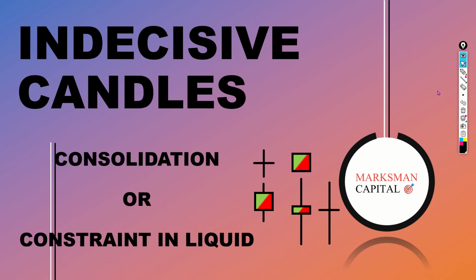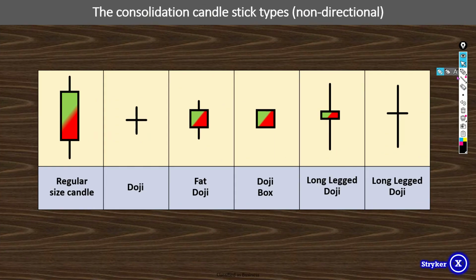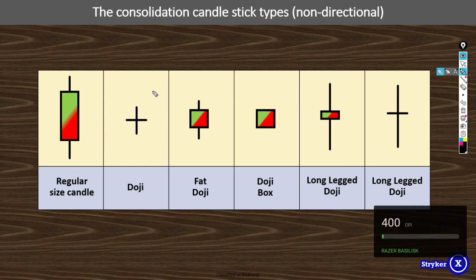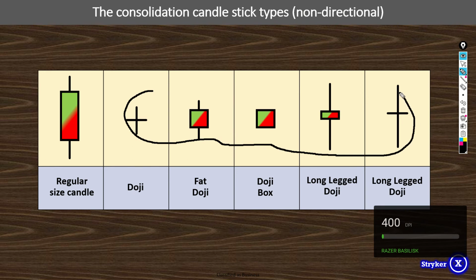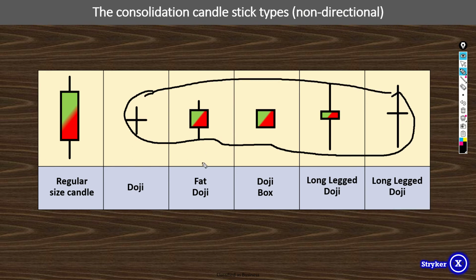Now let's talk about indecisive candles. They are also known as non-directional candles, or most people call it consolidation, or even constrained liquidity. And these are the groups of candles that we are going to talk about right here, the groups in this part right here.